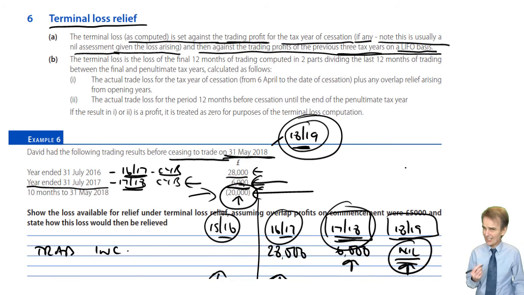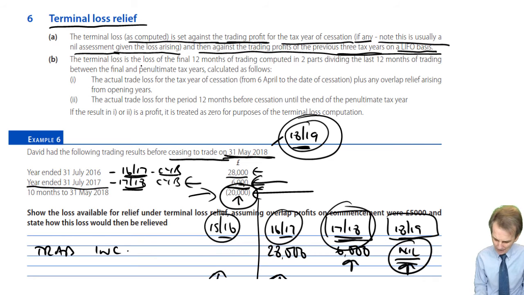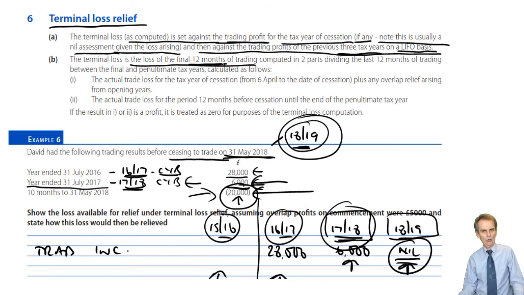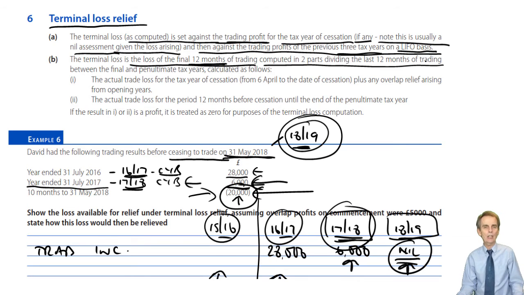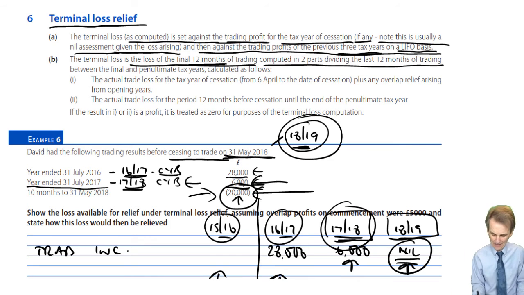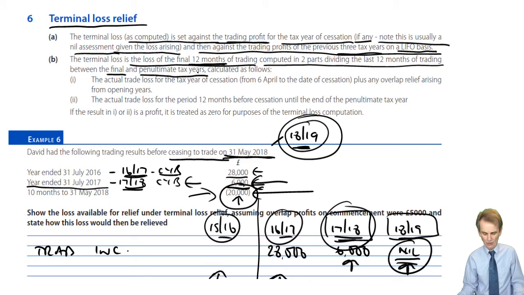As we've already stated, the terminal loss is the loss not of the final trading period, but is the loss of the final 12 months of trading. Very specifically, the final 12 months of trading. Computed in 2 parts, dividing up that last 12 months of trading between the 2 tax years that the last 12 months of trading is likely to fall within. They being the final tax year, and a part of the last 12 months of trading will no doubt go back into the penultimate tax year.